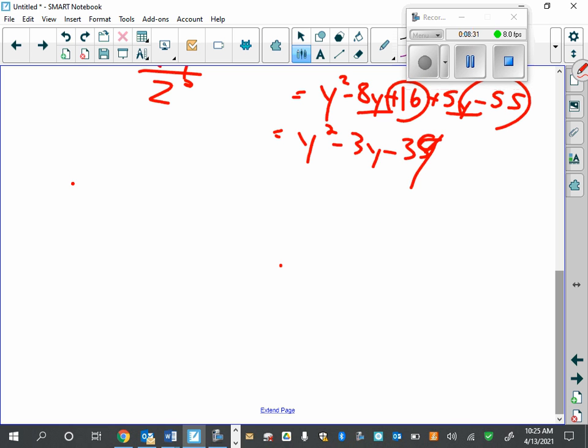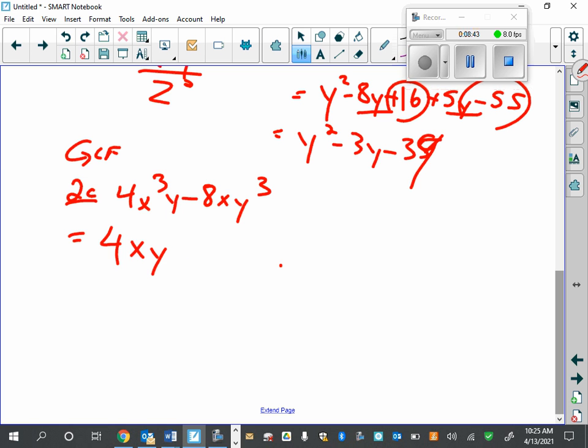So this is 2C now. It says factor. And this is a GCF question. Factor means create brackets. Take the biggest number out, the smallest exponent of x and y. How's that? And take a peek.